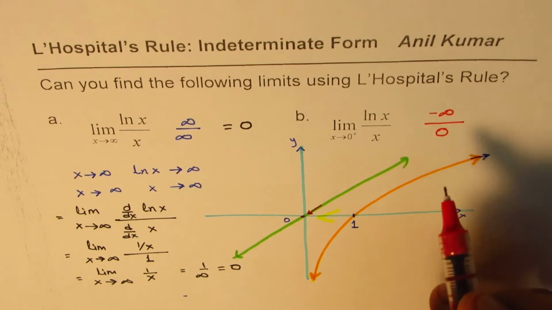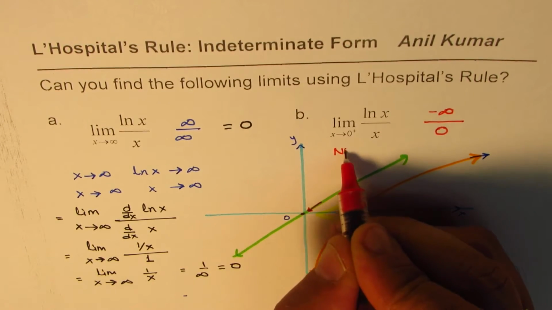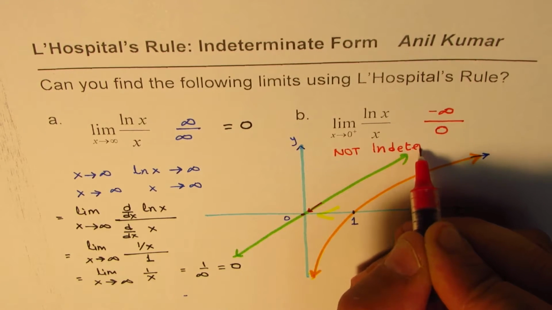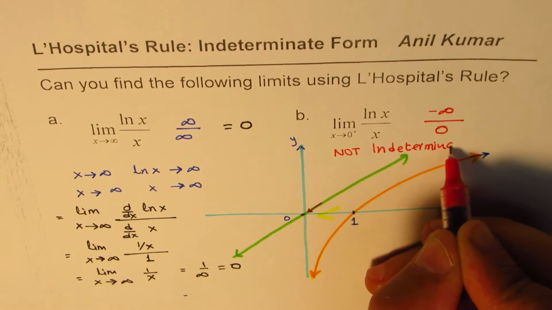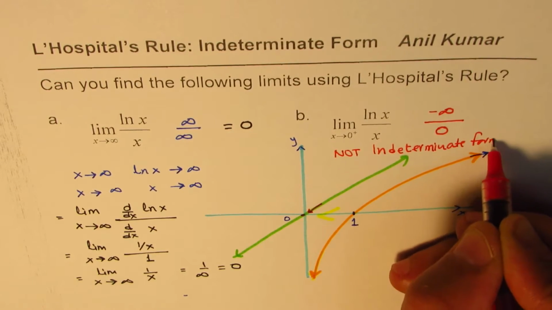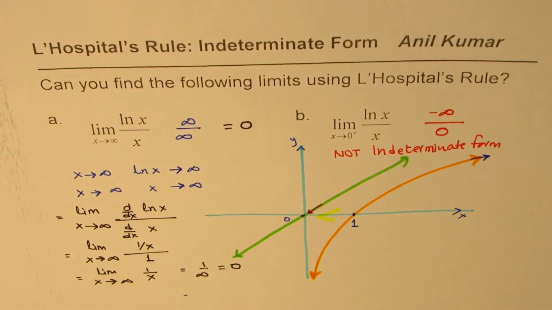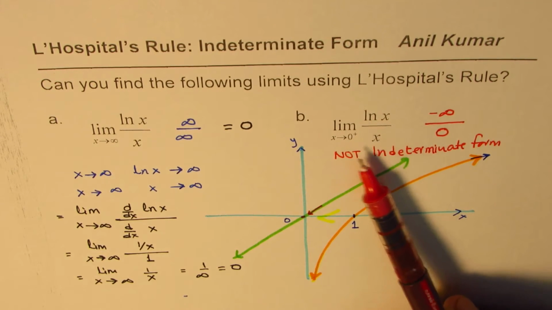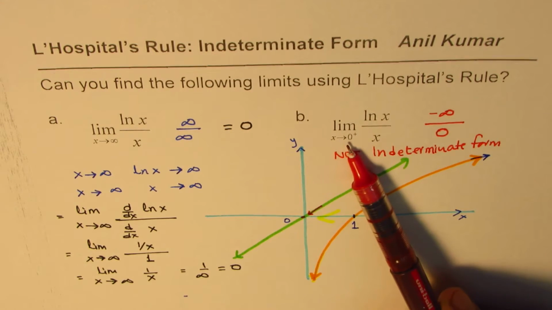Now mind it, this is not an indeterminate form, right? And therefore we cannot apply this rule to find the limit. Now the question is, what is the limit of this function when x approaches 0 from the positive side? That is for you to answer.